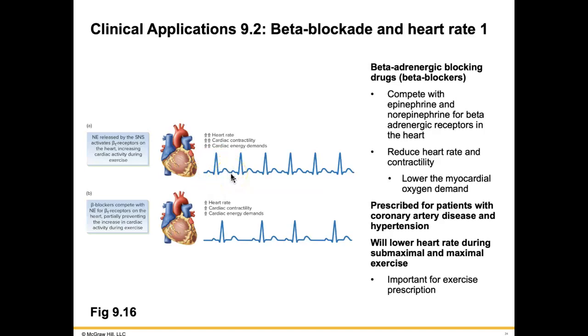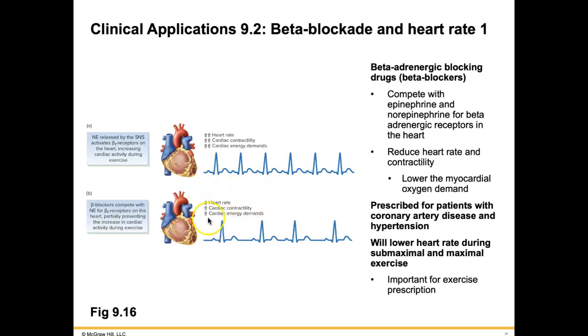So with these drugs, they compete for those receptors, and they are blocking those receptors. So when they are blocked, we no longer have a place for, let's say, norepinephrine to attach and increase heart rate. So as a result, that is going to decrease our heart rate and contractility, and in turn, it lowers the myocardial oxygen demand, because if we are increasing all of these things, we are going to reduce what the heart needs, right? It's not working as hard.